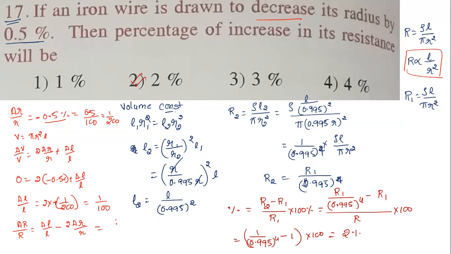So we are going to insert this value. Now delta L by L is how much? 1 by 100 minus 2 times delta R by R. How much did we get for delta R by R? Minus 1 by 200. So minus 2 times minus 1 by 200 is going to cancel, and it will become 1 by 100 plus 1 by 100. It will be 2 by 100, that is delta R by R. If you multiply by 100 for percentage, the 100 is going to cancel. You get 2%.